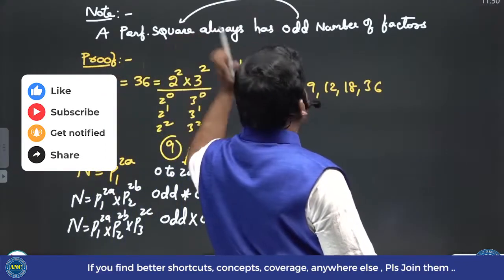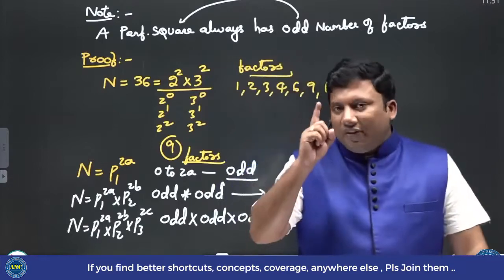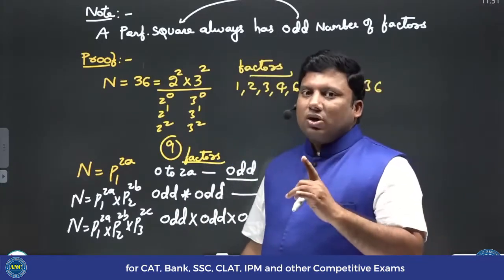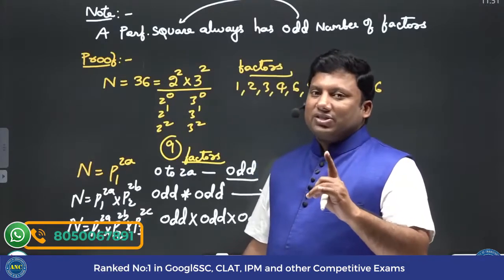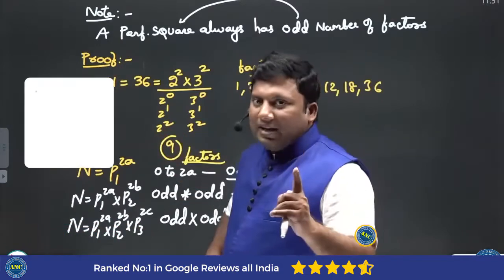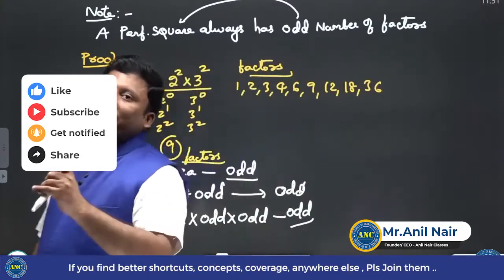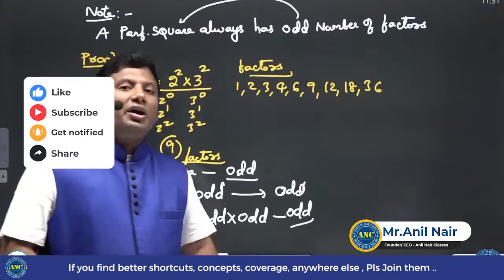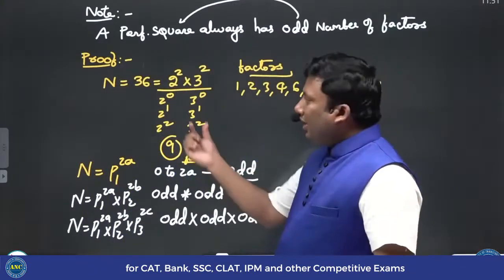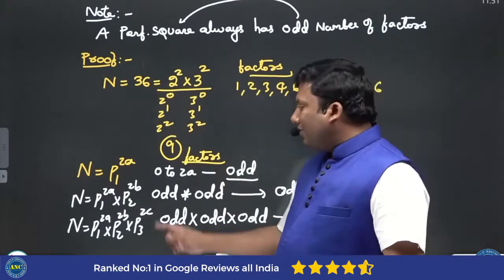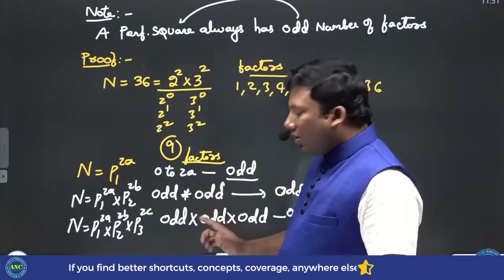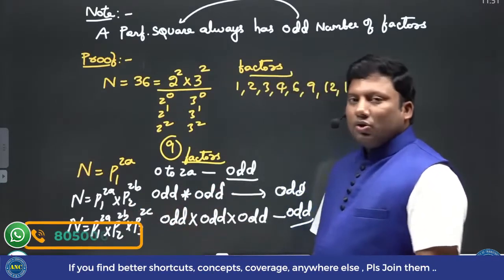The reverse is also true. If a number has an odd number of factors, then the number is definitely a perfect square. If a number is a perfect square, it has odd factors. If a number has an odd number of factors, then it is a perfect square. I hope the proof is clear. A perfect square's power will be an even number. 0 to even is odd. Odd into odd into odd.